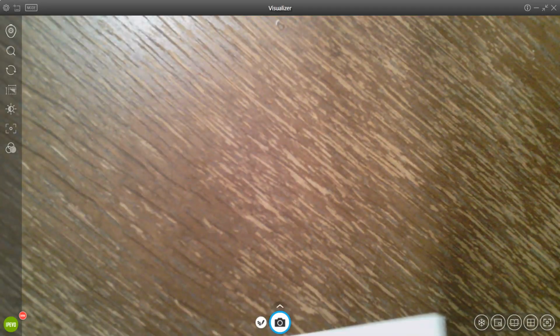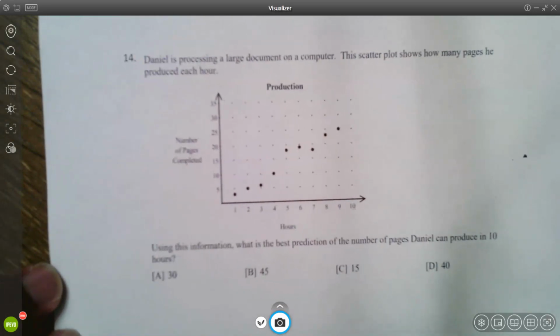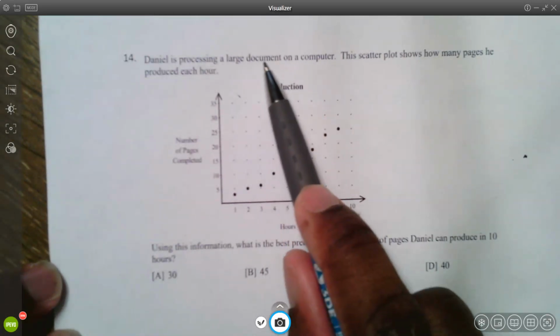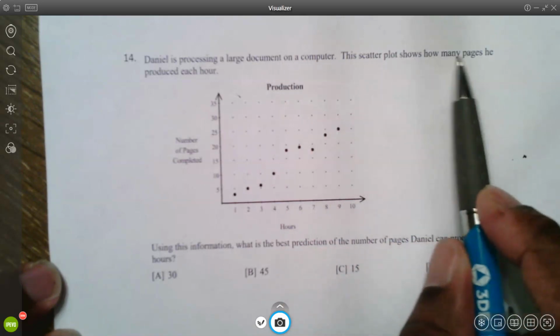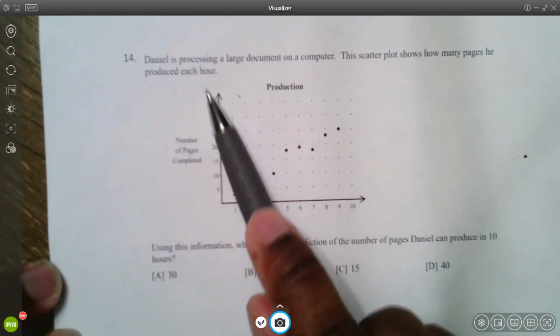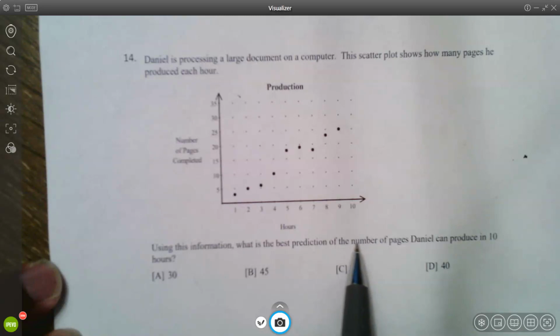Skip ahead to number 14, which is my last one. Number 14 says Daniel was processing a large document on a computer. The scatter plot shows how many pages he produced each hour. Using this information, what is the best prediction for the number of pages Daniel can produce in 10 hours?